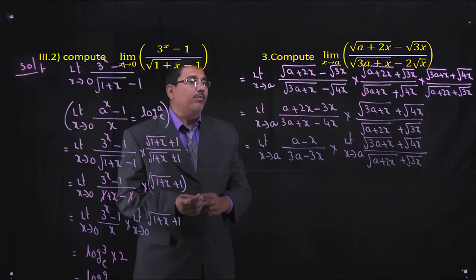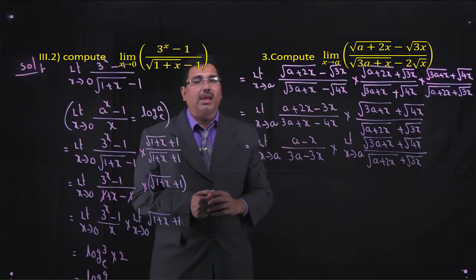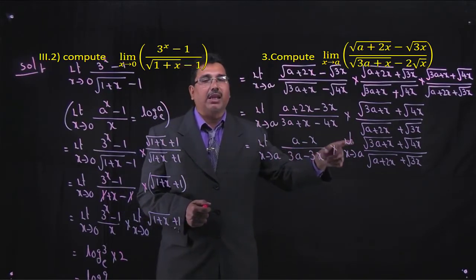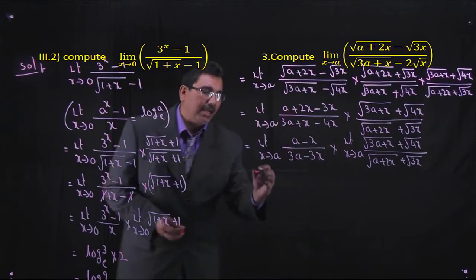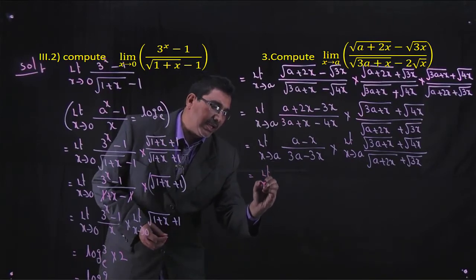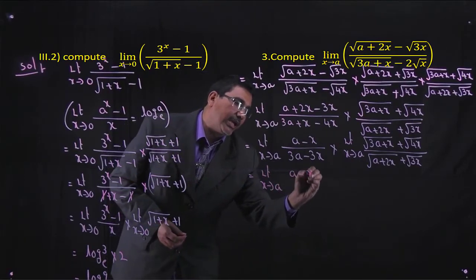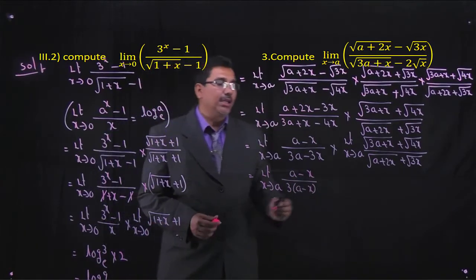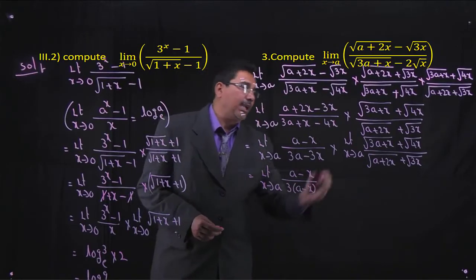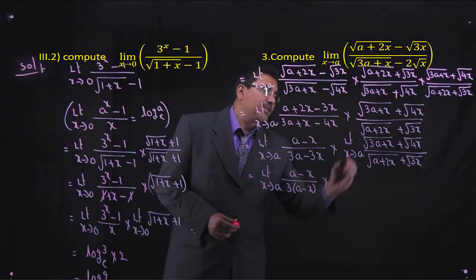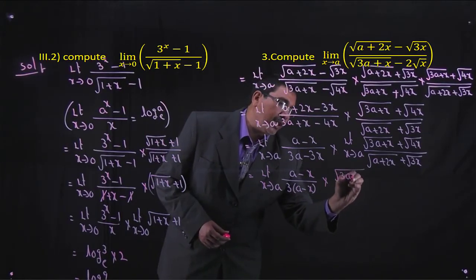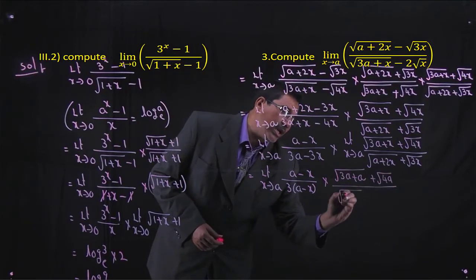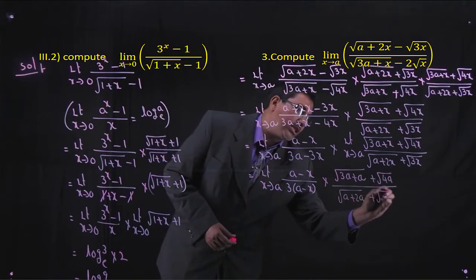Here, applying the limit, this limit is of the form 0 by 0 and this is a non-zero limit. That's why I am applying the limit separately. That is equal to limit x tending to a, (a minus x) divided by 3 times (a minus x). Take 3 as common in the denominator, we get 3 times (a minus x), into, by applying the limit value, (square root of 3a plus a plus root 4a) divided by (square root of a plus 2a plus root 3a).